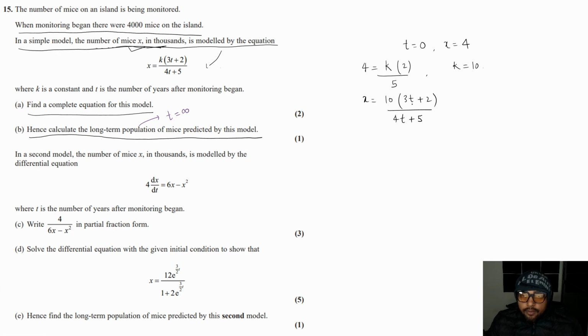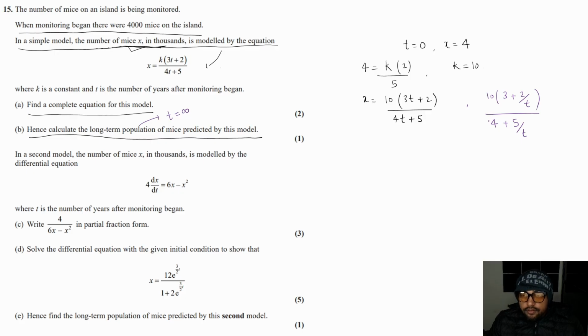If we directly plug in the value of t as infinity, the numerator and denominator will both be infinity, so we will not get any value. So what is better to do is divide by t first, and then plug in t equals infinity. Here we get 10 times (3 plus 2 by t) upon (4 plus 5 by t). We have divided the numerator and denominator by t.